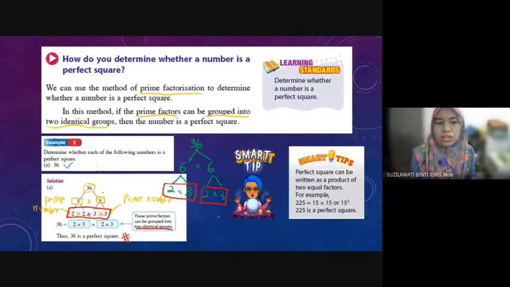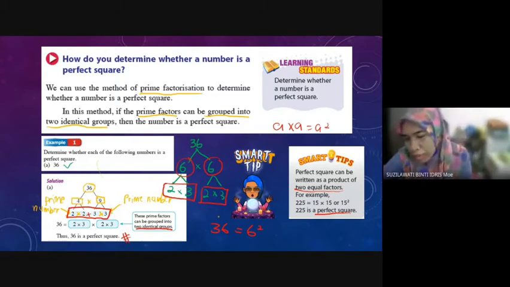Or 36 here equals 6 square. Am I right? 6 multiplied by 6. Just now you saw my example, A multiplied by A is A square. 6 multiplied by 6 equals 6 square, which is 36, which is a product of 2 equal factors. Kita panggil product of 2 equal factors tu sebagai perfect square. Now do you understand a perfect square?